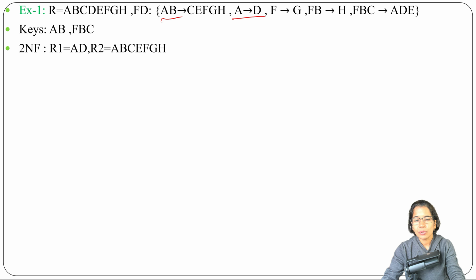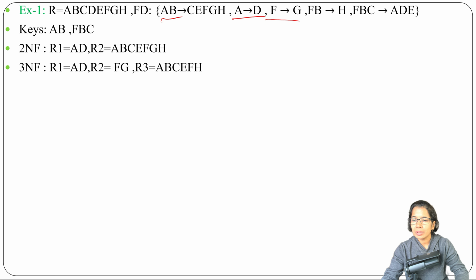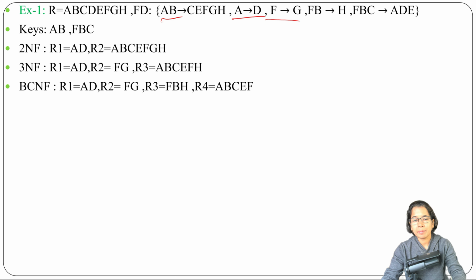Now in 3NF there should not be any transitive dependency. So we'll separate F and G. Now R1 will contain AD, R2 FG, R3 A, B, C, E, F, H. Now in BCNF we'll separate F, B, H. H is dependent on FB and every left side should be super key. So that's why R3 is FBH, R4 is ABCEF. Now in R1 A is the key, R2 F is the key, R3 FB is the key, R4 AB is the key. So every table has a key.